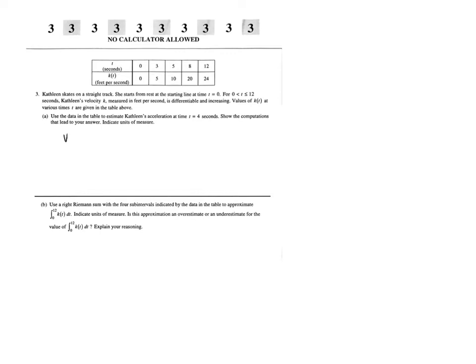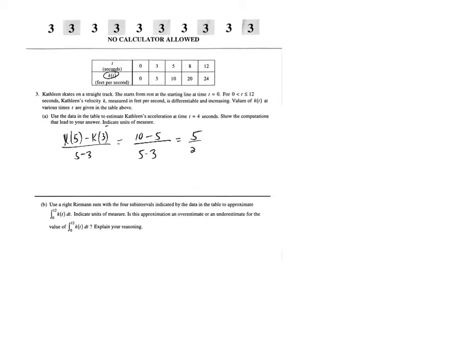So we're going to do essentially, well, I should really use k, because that's what they're calling the velocity here. So we're going to use k of 5 minus k of 3 over 5 minus 3. So that's the velocity at 5, which is 10, minus the velocity at 3, which is 5, over 5 minus 3, which is 5 over 2.